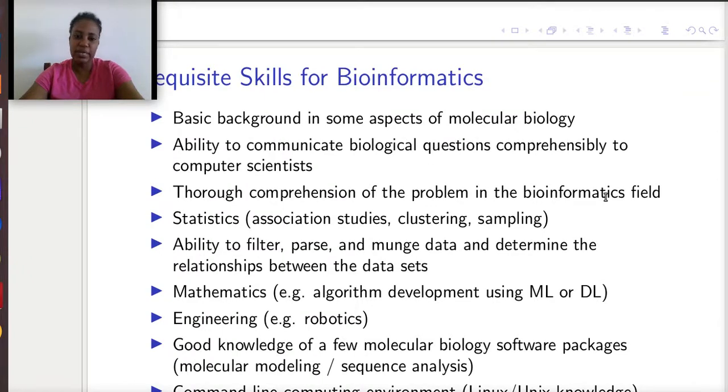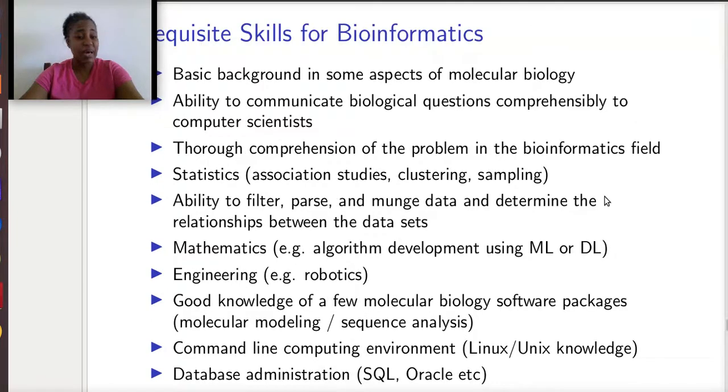Statistics is quite key, okay? And you also need to be able to filter past the data mangling and determine relationships between the data sets. Mathematics is quite key, computational mathematics for developing the algorithms, which requires machine learning and deep learning. In the past, when the data size was small, or if you're developing an algorithm that doesn't deal with huge data, then you just use the normal programming languages. But now with the growth of data, you really need machine learning and deep learning knowledge.